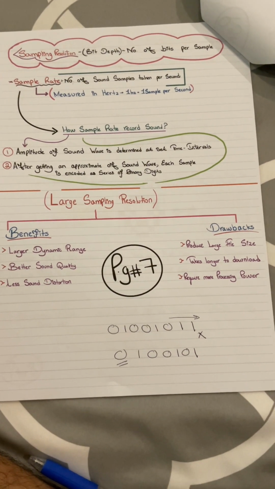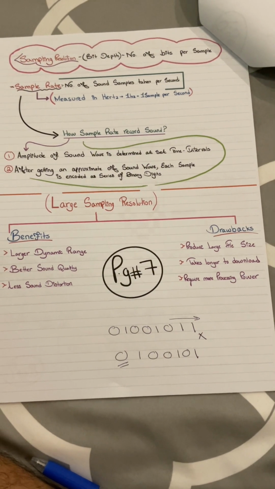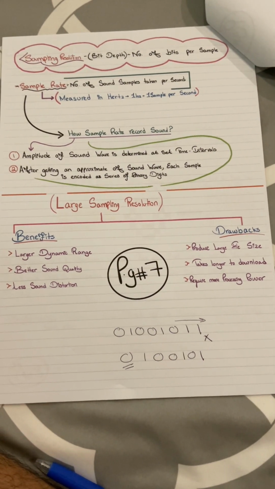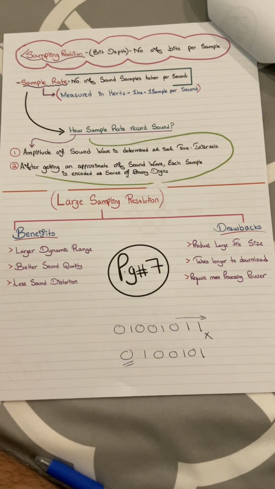How is the sample rate recorded as sound? Well, basically the amplitude of the sound wave is determined at regular time intervals. After you get an approximation of the sound wave, each sample is then measured as a series of binary digits.